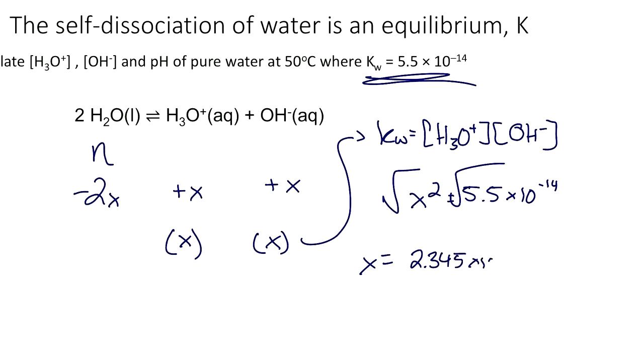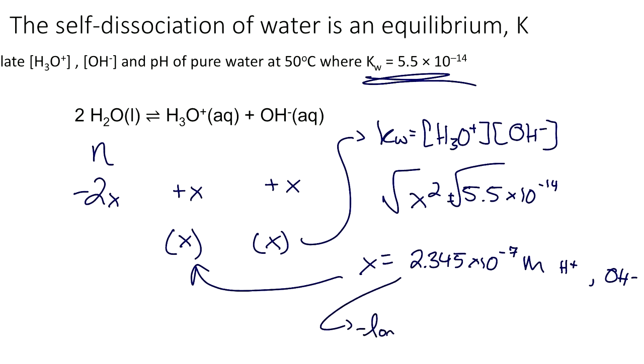2.345 times 10 to the negative 7 molarity. And so we see that x is equal to the H plus concentration. It's also equal to the hydroxide concentration. So if I go ahead and take the negative log of that value, I get that the pH equals not 7, but instead 6.63.